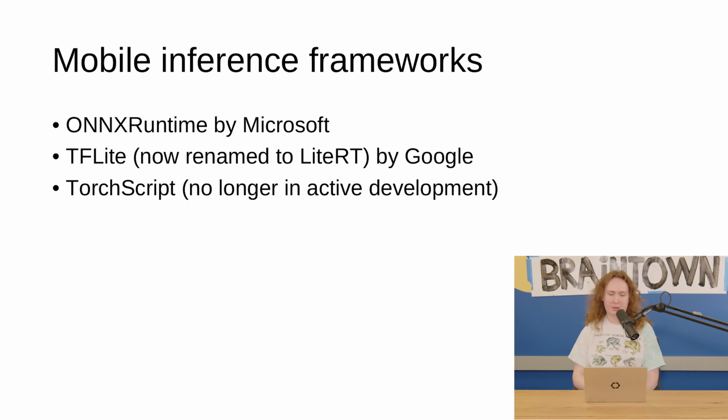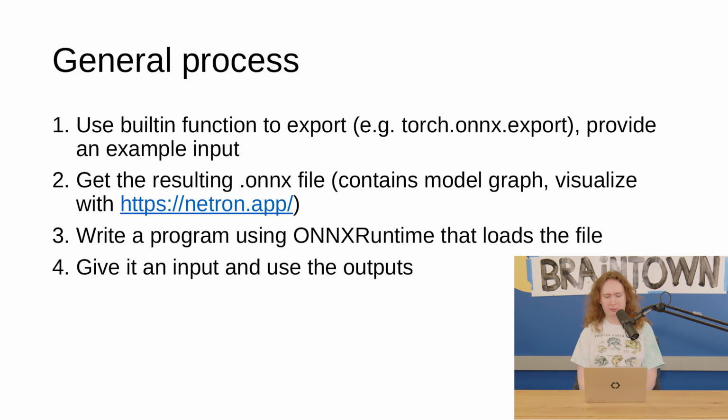The general process is that you use a built-in function in PyTorch or whatever to export your model. You give it an example input, so it has to be in the specific shape you want. In some cases, you can get dynamic input shapes to work, but sometimes this can be challenging. So you give it an example input, it runs your model with this input, and records every operation that your model does. So every matrix multiplication, every activation function. It builds a graph from this, and it saves it to a file.